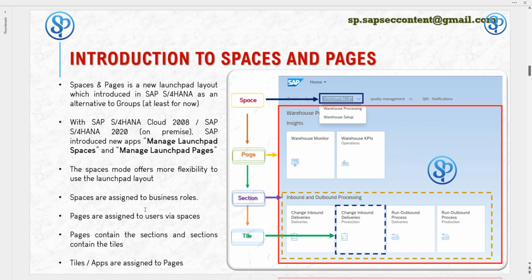Now, the way it works is spaces are assigned to business roles. So you create a space and then assign it to the business role basically. Okay, like you create a group and assign it to the role, you create a space and assign it to the role. And the spaces contain pages, and the tiles are assigned to the users via spaces, which means pages are associated with spaces. Okay, we'll see the flow later. But that's what it is. And the pages contain your tiles, and the tiles on a single page can be divided into multiple sections to make the look and feel more spacious and user friendly. Okay.